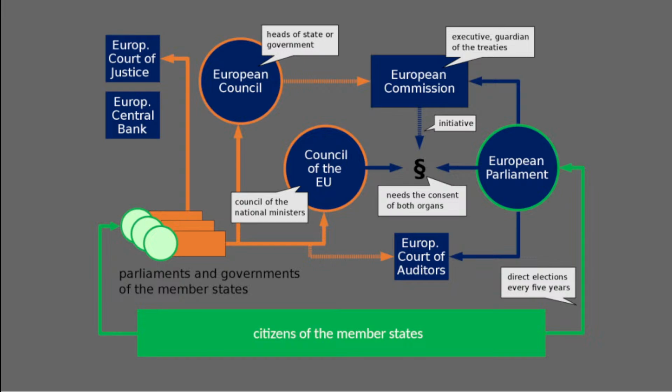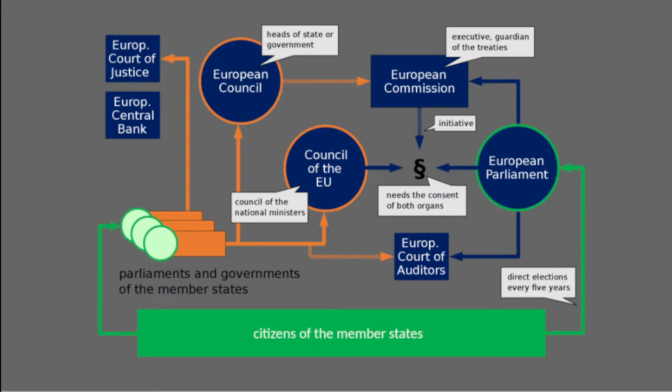So the citizens of the member states elect their own national governments, their parliaments and governments within the member states, and the heads of those states sit on the European Council, and they select the ministers who sit on the Council of the EU. Think of that more on the executive side of things. Although the European Commission really fits that role explicitly.